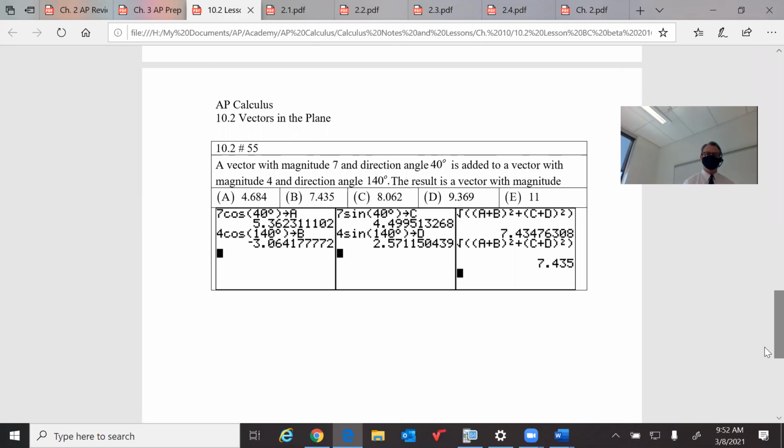Seven cosine 40 degrees. Ready? Do you understand what happened here? I am in radian mode, so I can use a degree symbol to overwrite the radians. 7 cosine 40 degrees in A, 4 cosine 140 degrees in B, then put the signs in C and D. The square root of A plus B squared plus C plus D squared is B, which truncates to 7 and 435 thousandths.